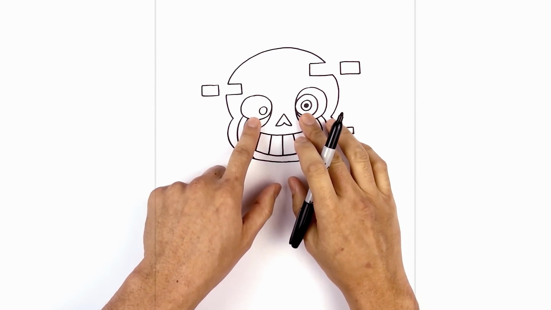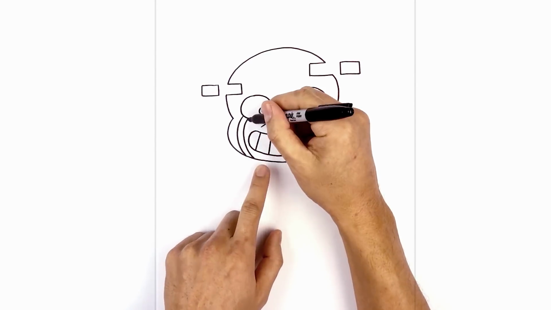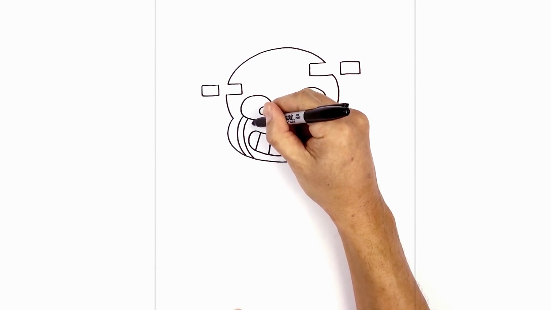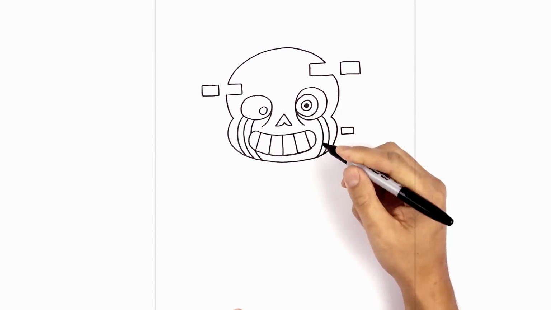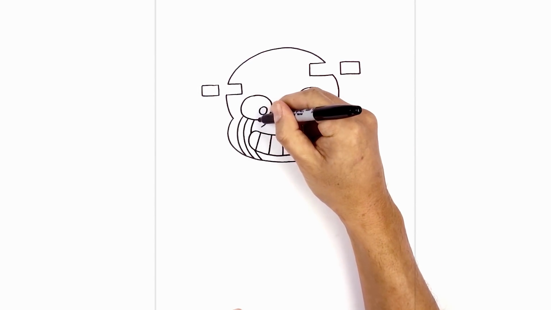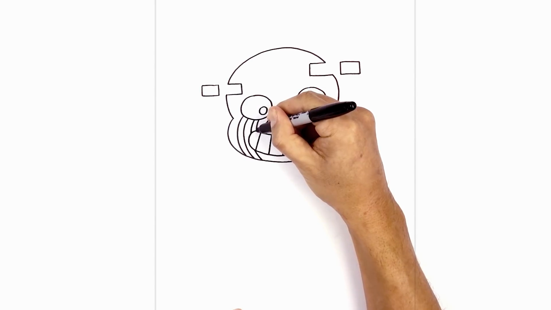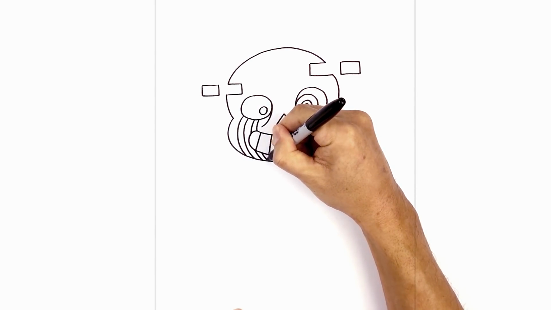Now we're going to add another curve going in behind the mouth down towards the chin. So we step in, curve around, in behind the mouth. We'll continue this down towards the chin. I just want to trace that out on the inside. So stepping in, curve around in behind the mouth, and down towards the chin.